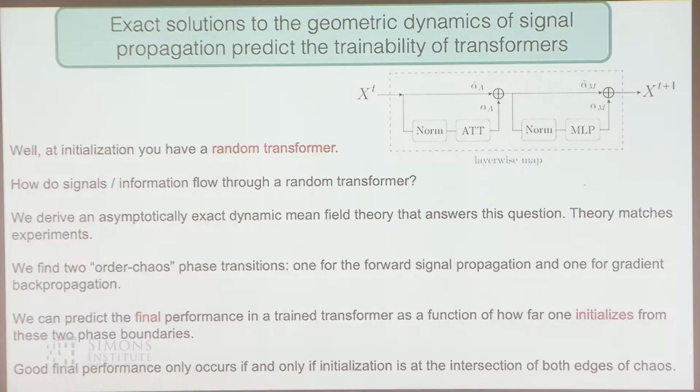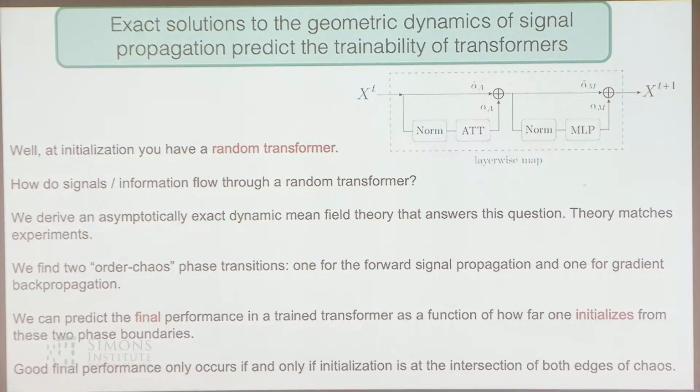Now, once the transformer is trained, it's extremely complicated because the data has seeped into the transformer in ways that we don't fully understand. But at initialization, you have a random transformer. And so you might ask a very basic math or science question: how does a random transformer behave, right? Of course, this is relevant at initialization. In particular, how do signals or information flow through a random transformer? We answer this question by deriving an asymptotically exact dynamic mean field theory, and our theory matches experiments on actual transformers.